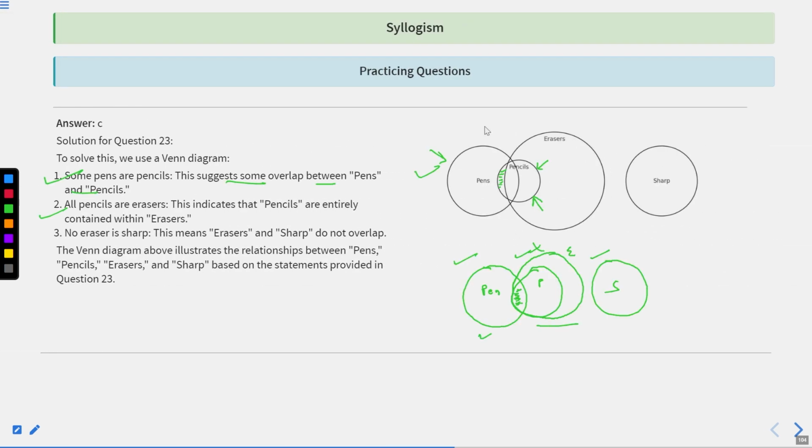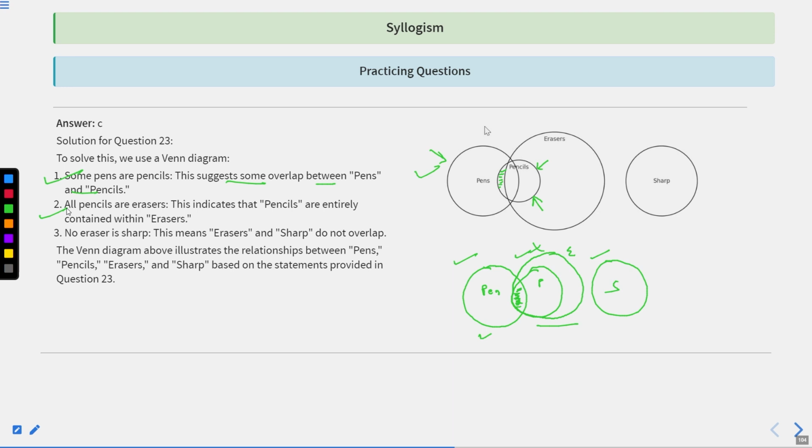And by understanding this particular Venn diagram, we can ensure that this statement can be inferred: the pens that select the common area with pencils, this whole set of pens could have been inside the circle of eraser. This is a possibility because there is a direct relation between pen and eraser, which we can infer through understanding both statement number 1 and statement number 2.